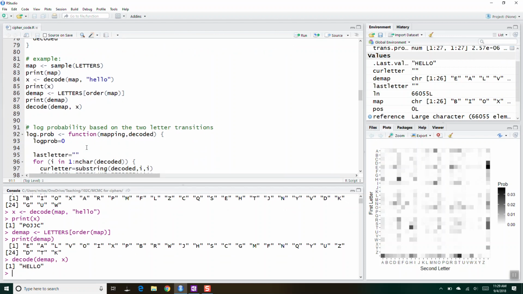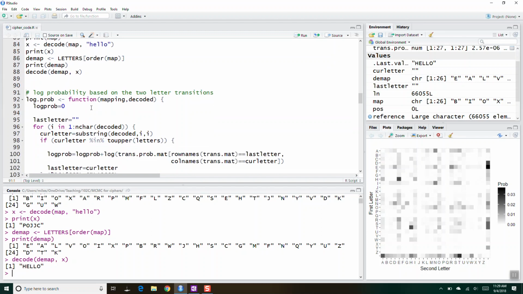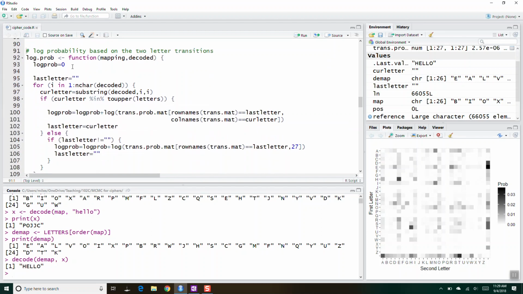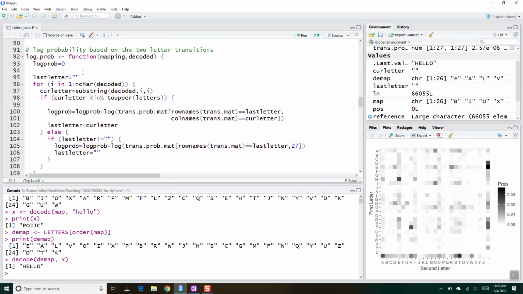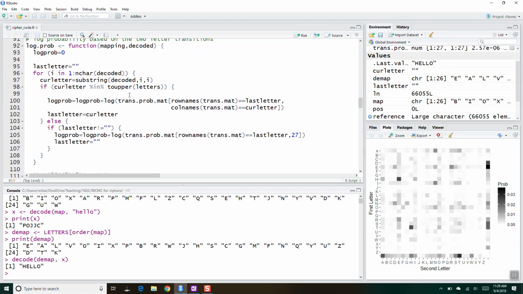Okay. And so we can run this. This will be the log probability based on two-letter transitions. Okay. And so what this will do is it's going to substring this, and it's going to look up HE. So it's going to look at 1 through the number of characters, and the current letter is what we have, and the last letter starts off with the space, but in the next iteration, the last letter will be the current letter, and the current letter will be the next letter.